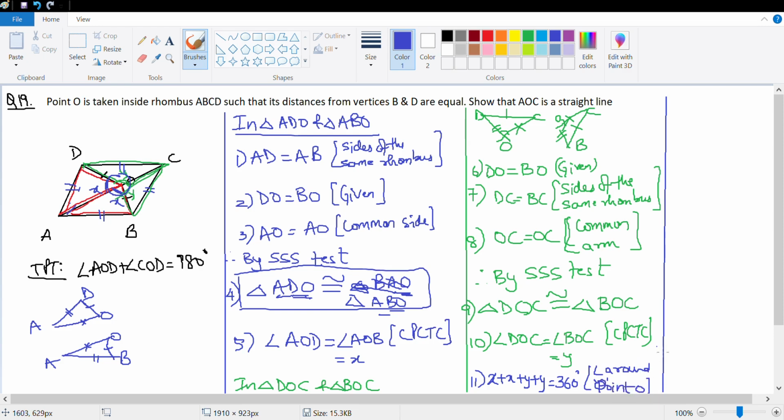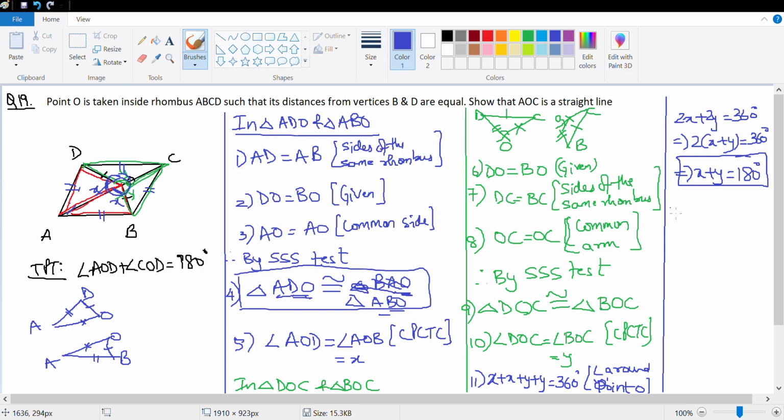So angle around a point is 360 degrees, which means 2x plus 2y is equal to 360 degrees, which means 2 times x plus y is equal to 360 degrees, which means x plus y is equal to 180 degrees. This is what I wanted to prove. So I have got x plus y is equal to 180 degrees, which means this is a straight line.